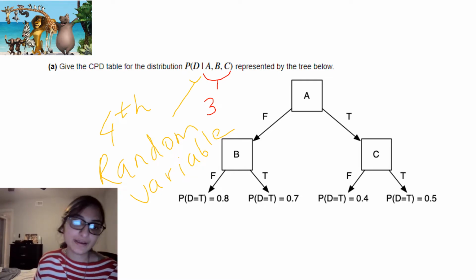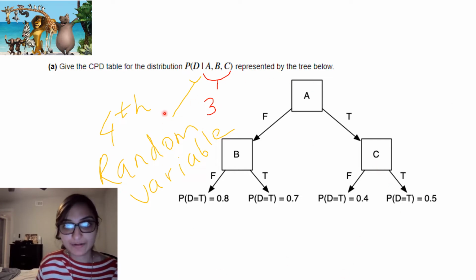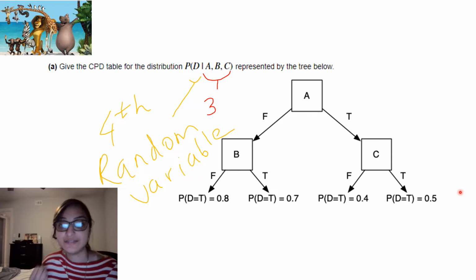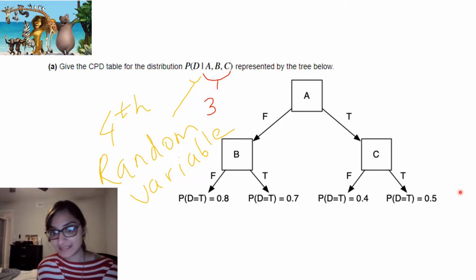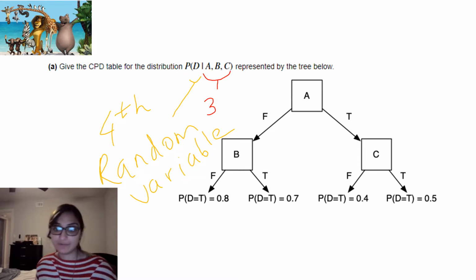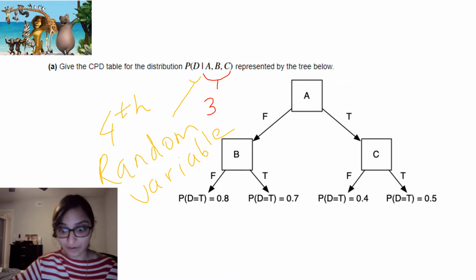So that's what we want to find here: how can we find the conditional probability distribution table for this tree. You can see that we started out with A being F for false, T for true. Then we have B, false and true, C, false and true. And then this leads us to the given probabilities of D being true and D being false as well. But what they give you here is the probability that D is true, and then the corresponding probability would be the probability that D would be false here.